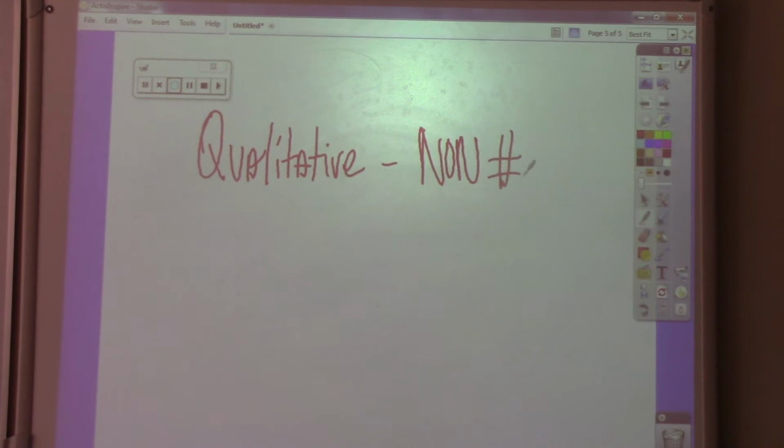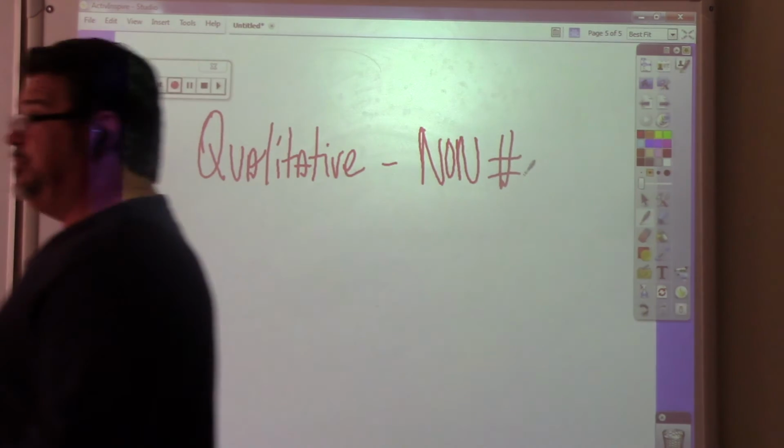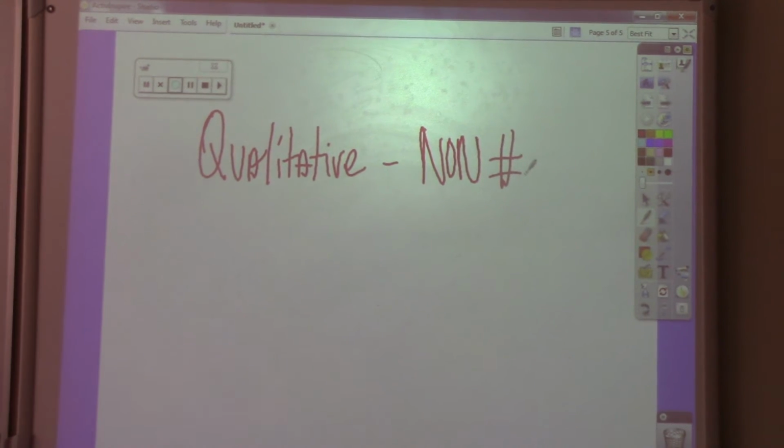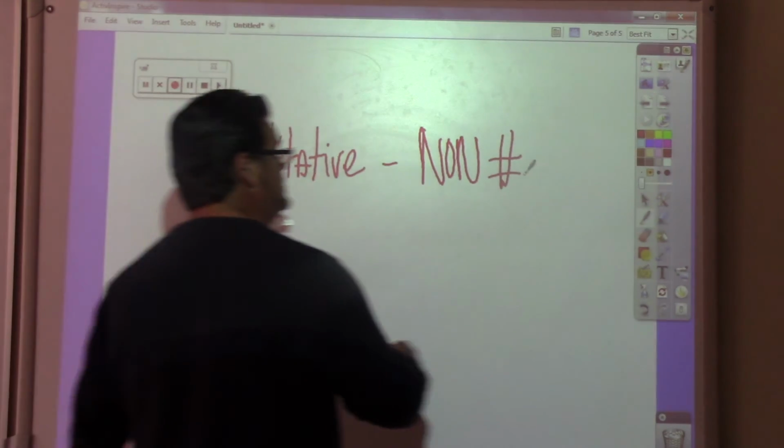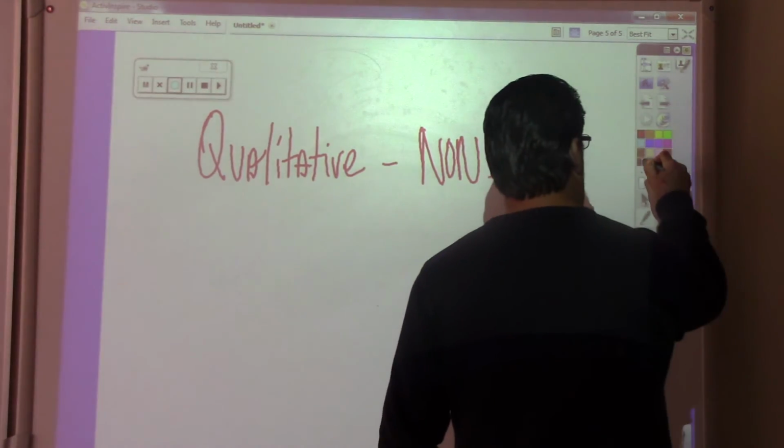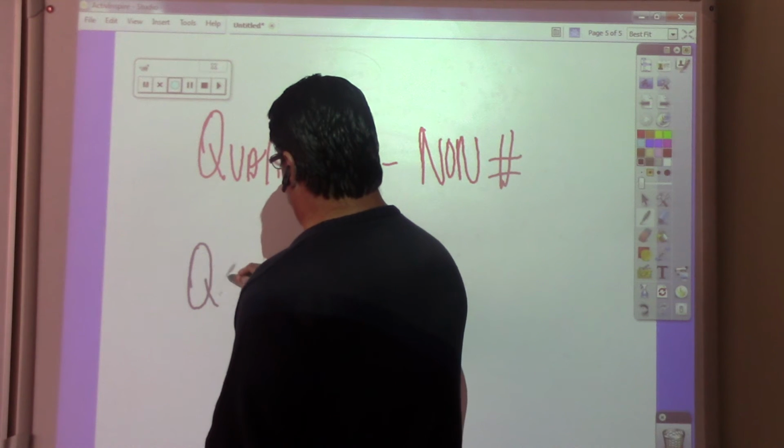Non-number. How many students in here have blue eyes, green eyes, or brown eyes? That's qualitative data. How many students in here drink water versus Cokes or Pepsis? That's qualitative data. What's quantitative? Age, height, weight. So there's two types of data. There's qualitative, which means non-numbers, and then there's quantitative.